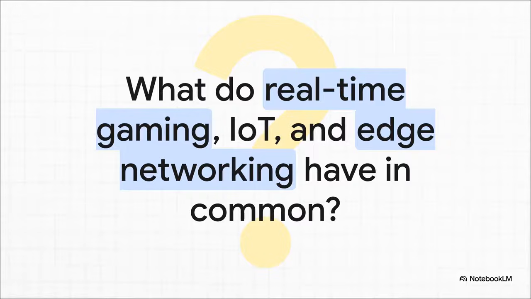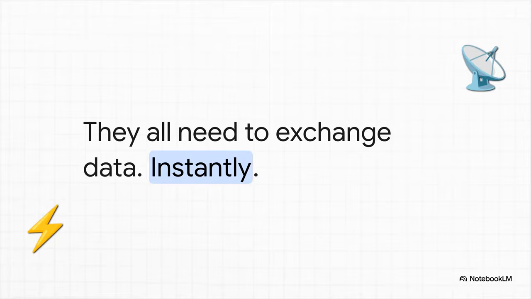So let me just start by asking you a question. Think about real-time online gaming for a second, or all those IoT devices you've got in your home, or even super complex edge networking. What do all these things really have in common? What's that one critical thread that ties them all together? Well, the answer is actually pretty simple, but the challenge behind it is huge. They all need to exchange data, and they need to do it instantly.